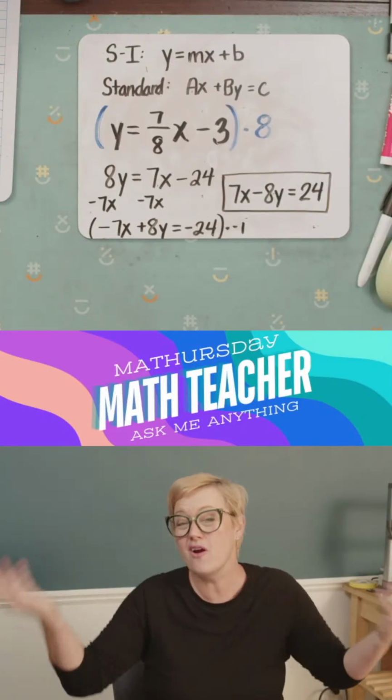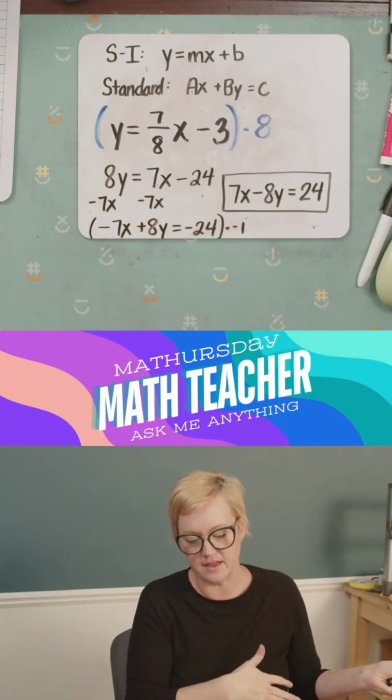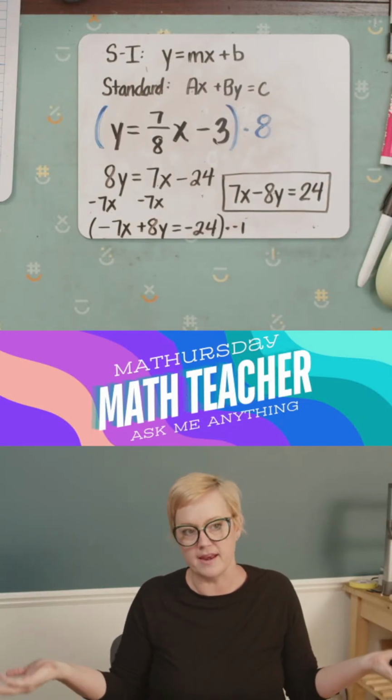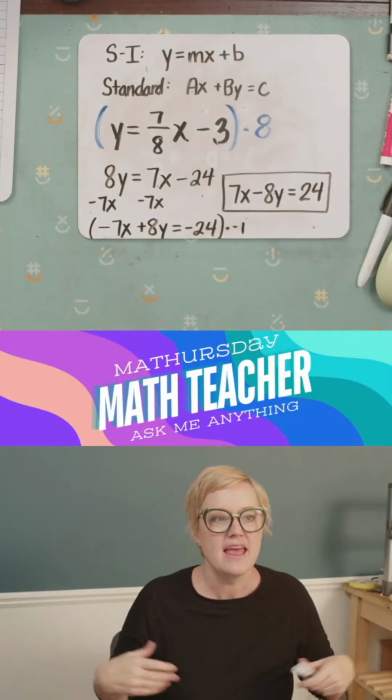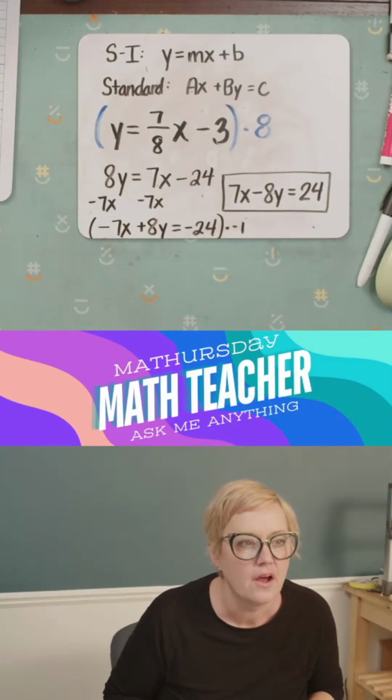Okay. There are other ways that you could do that for sure, right? You could subtract 7/8 x from both sides first and then multiply by -8. Either way is totally fine, however you want to do that.